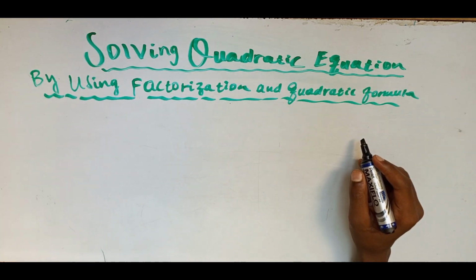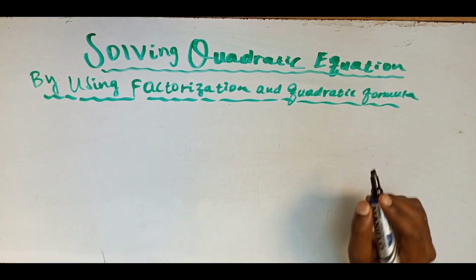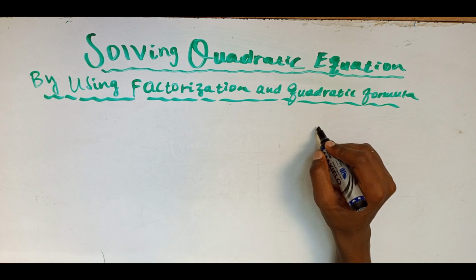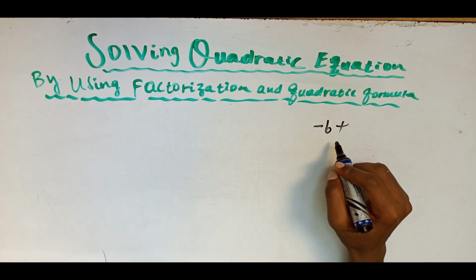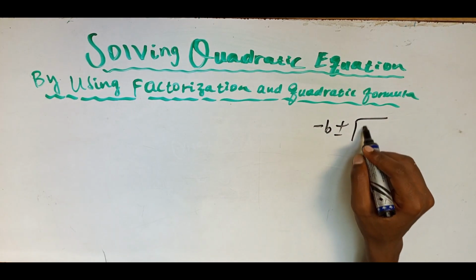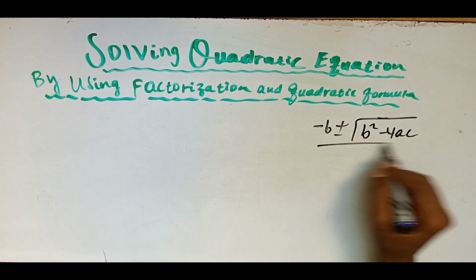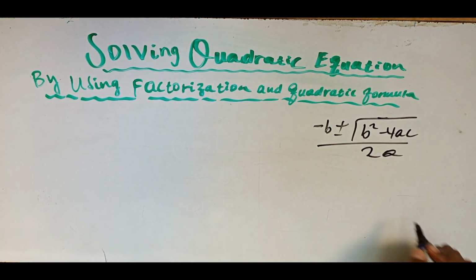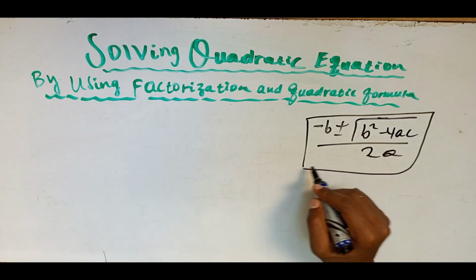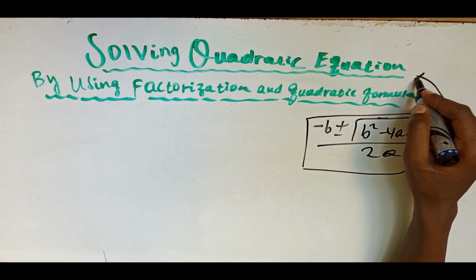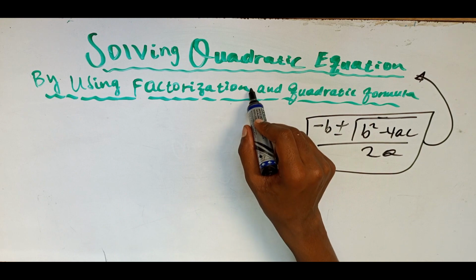So when we say quadratic formula, we have a formula which is used to solve quadratic equations, which is minus b plus or minus under radical of b square minus 4ac over 2a. This is the quadratic formula to solve quadratic equations. The next one is by using factorization.